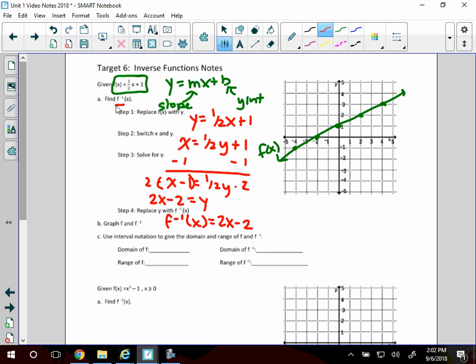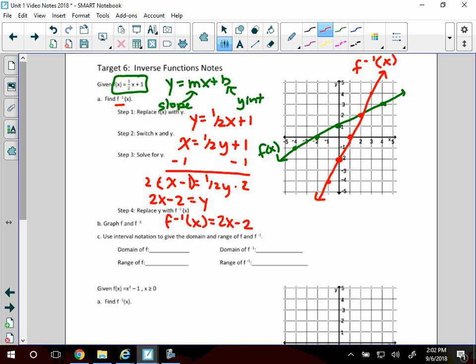My inverse function, I'm going to graph in red, so that's also in slope-intercept form. So my y-intercept's at -2. My slope is 2, which is the same as 2 over 1. So I'm going up 2, right 1. So that one is f inverse of x.